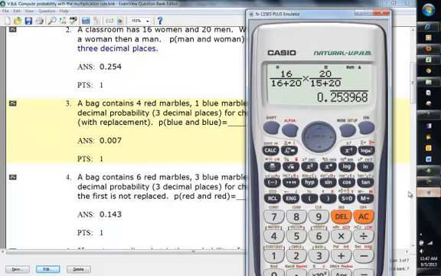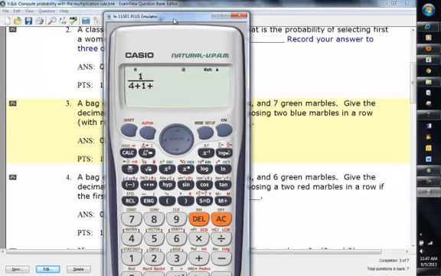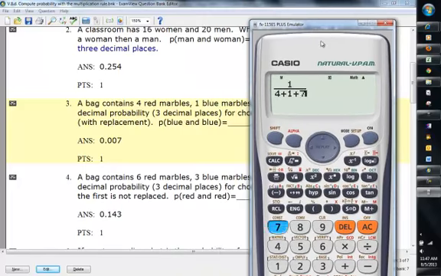So, the probability of choosing a blue marble first, there's 1 out of 4 plus 1 plus, I forgot how many green marbles there were, 7. And then the second time, there's 1 blue marble because we put it back, and we have 4 plus 1 plus 7. I didn't see the with replacement.